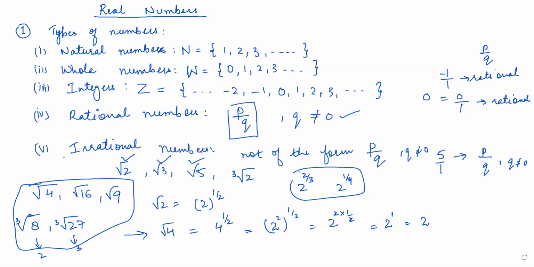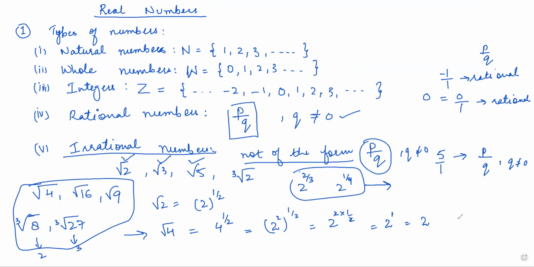Ma'am, what are irrational numbers? Yes, ma'am. So basically they are not of the form of p by q, first of all, right? So in your syllabus, you will come across numbers like under root 2, under root 3, root 5 type of number. But basically, whenever you have a fractional power, these numbers are also irrational.